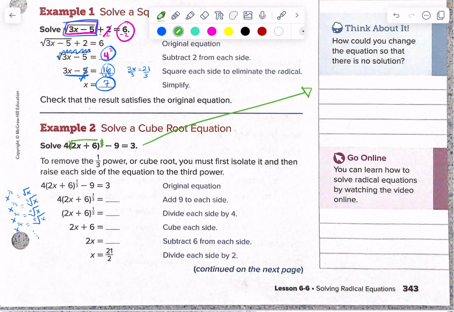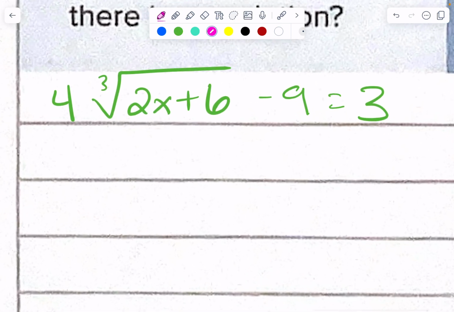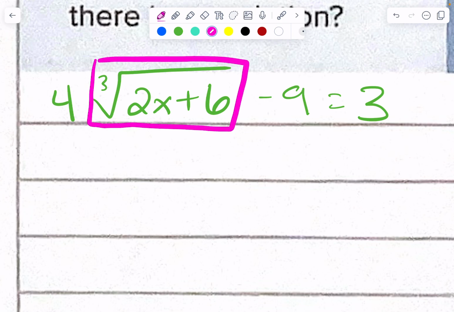Okay, I'm going to put that over here so that we have enough room because I don't like their work. We have 4, and we've got the cubic root of 2x plus 6, and minus 9 equals 3. So I've changed that 1/3 power to the cubic root, okay? Now, important thing, isolate the radical. This is my radical that I have to isolate, okay? So I've got to get rid of the 9, and I've got to get rid of the 4.